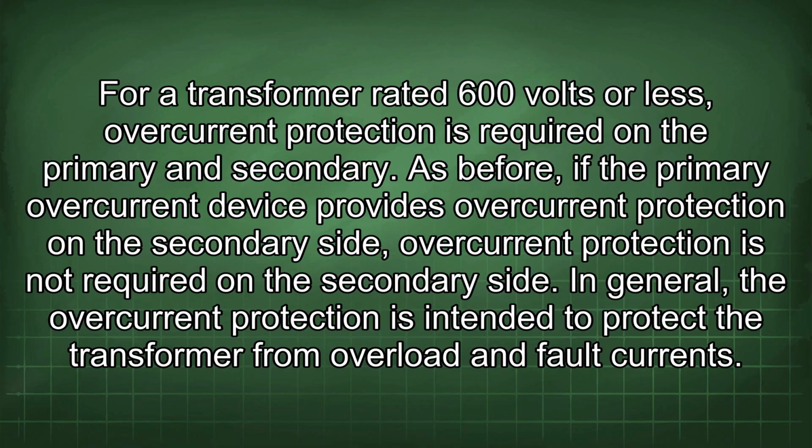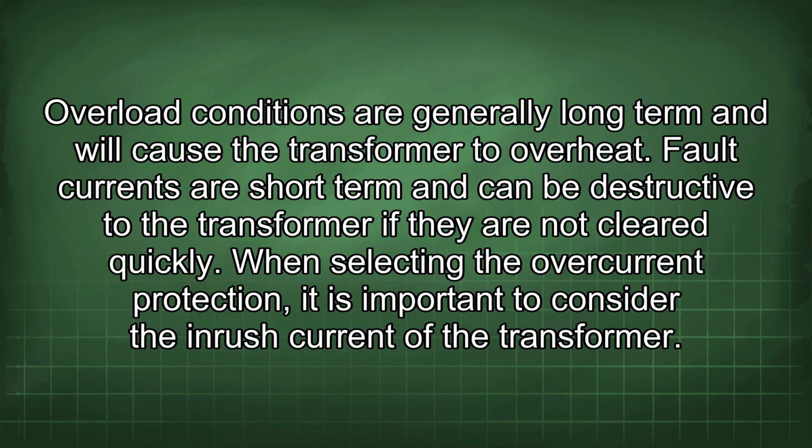For a transformer rated 600 volts or less, overcurrent protection is required on the primary and secondary. As before, if the primary overcurrent device provides overcurrent protection on the secondary side, overcurrent protection is not required on the secondary side. In general, the overcurrent protection is intended to protect the transformer from overload and fault currents. Overload conditions are generally long-term and will cause the transformer to overheat. Fault currents are short-term and can be disruptive to the transformer if they are not cleared quickly.